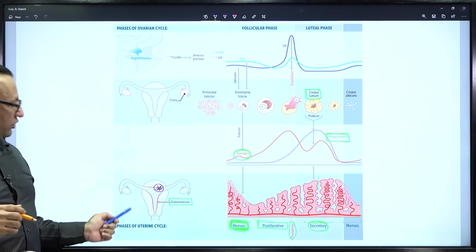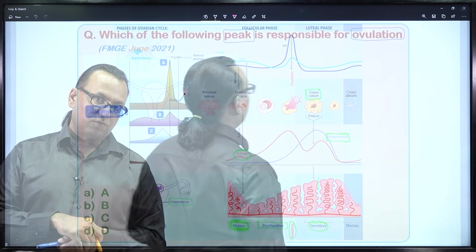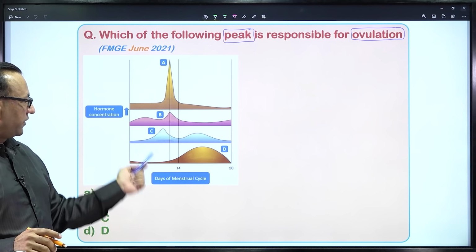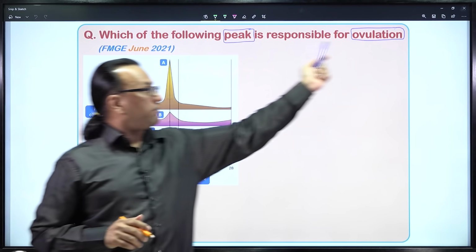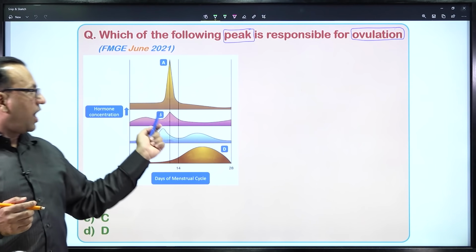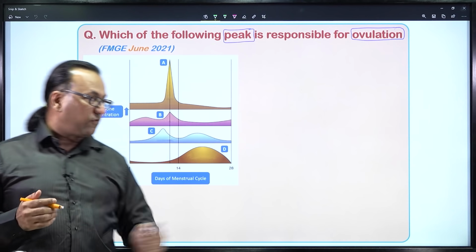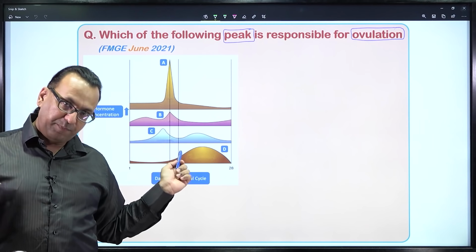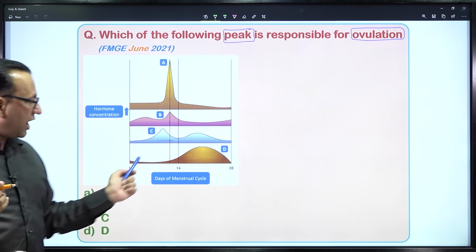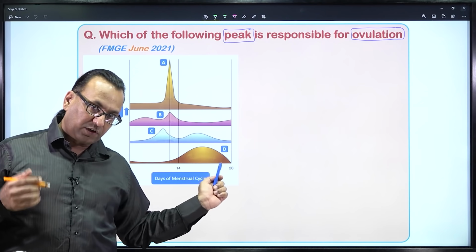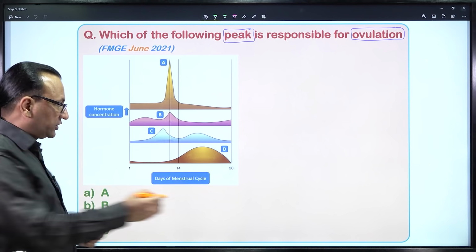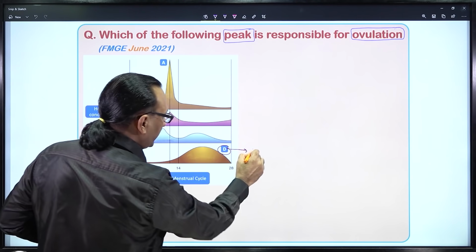Anyhow, what about our question? Let us go back to our question now. The question was asking which of the following hormonal concentration peaks is responsible for ovulation. And by now we understand two of the hormones will be peaking just before ovulation. One hormone will be peaking before ovulation and even after ovulation, but one hormone is peaking only after ovulation. So the one which is working in the post-ovulatory cycle, this marker D, is progesterone.